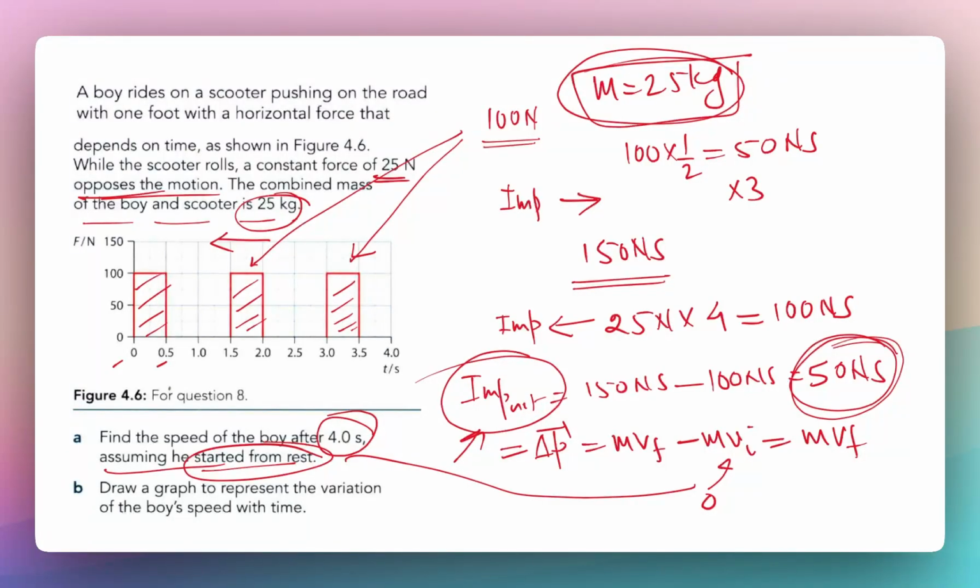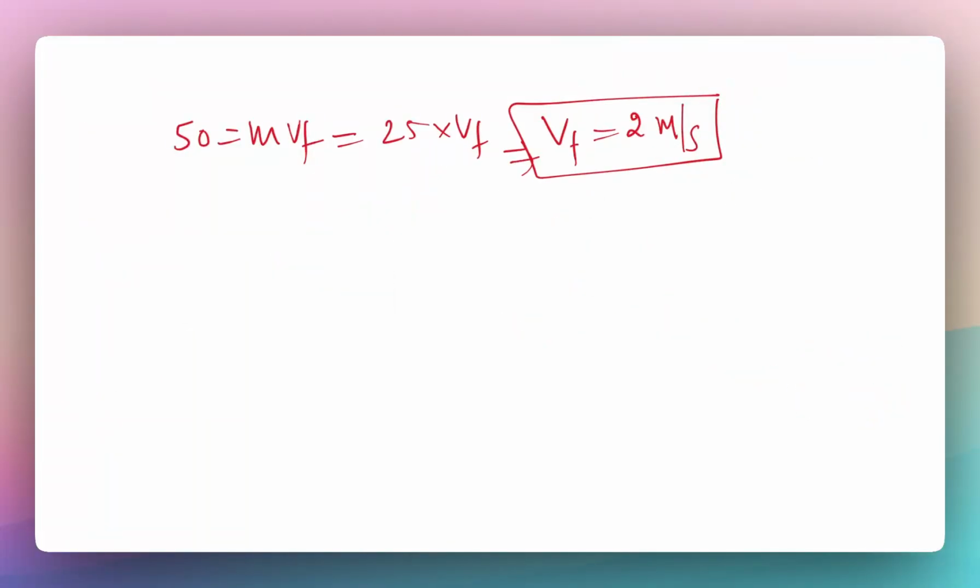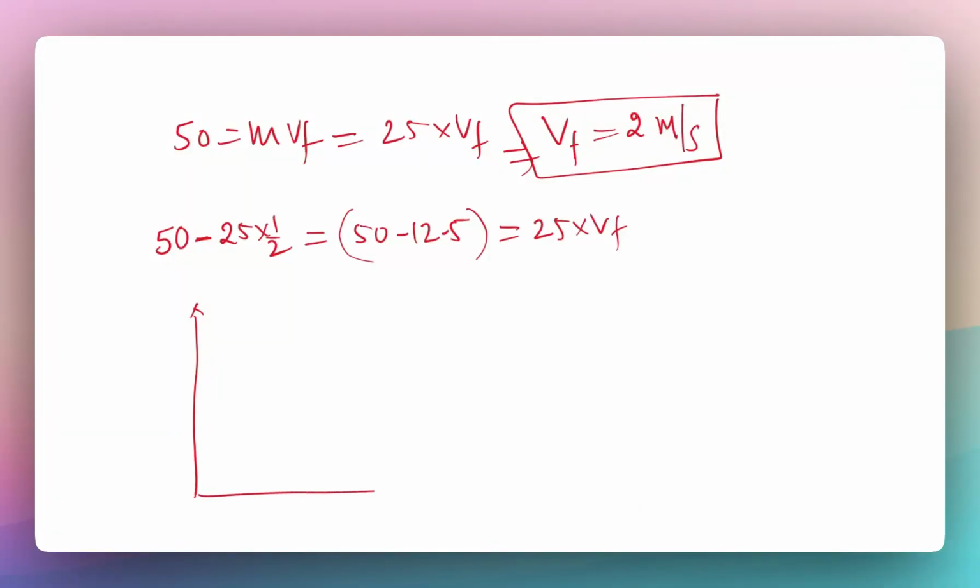Now we have to draw the graph to represent the variation of the boy's speed with time. So we're going to do it roughly, to see how the boy's velocity actually varies with time. During the first half a second, the net impulse is going to be 50 minus 25 into half a second, so that is going to be 50 minus 12.5, and that is going to be equal to mass, 25, into V final. So when the boy starts, we are going to just draw a rough graph.